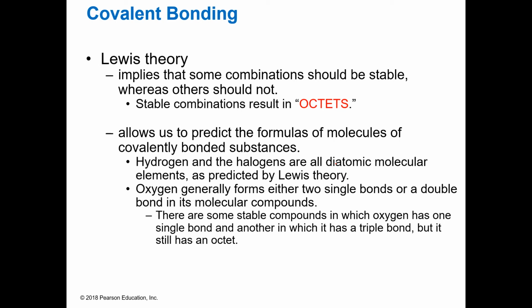All right, so with covalent bonding, Lewis theory tells us that we should have 8. Now there's some exceptions. Hydrogen can never have 8. It's only going to share a pair of electrons. It's always just going to have one single covalent bond. The same is true because of the halogens. Halogens have 7 valence electrons. They only need 1. They're only going to make 1 bond. Oxygen generally forms either 2 single bonds or a double bond in its molecular compounds.